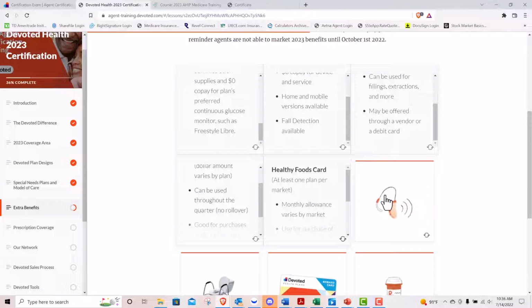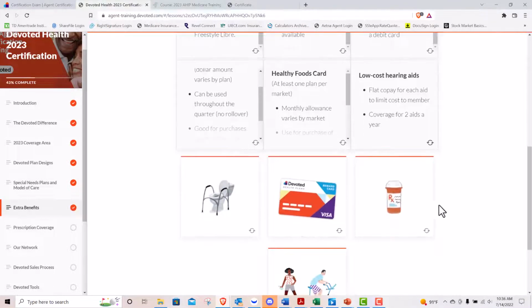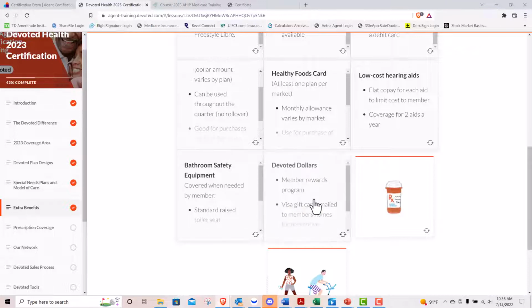Healthy food card. So this is just things that they have. I'm assuming it's not for all of the plans. Bathroom safety equipment. Wow, that's pretty cool. Member rewards, alright. Visa gift cards. Wow, it looks like they can give Visa gift cards. Usually it's just a regular gift card, like when they have to use it at a vendor, not one that can be really used anywhere.